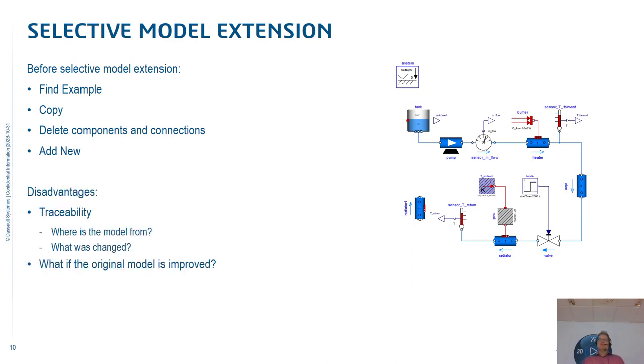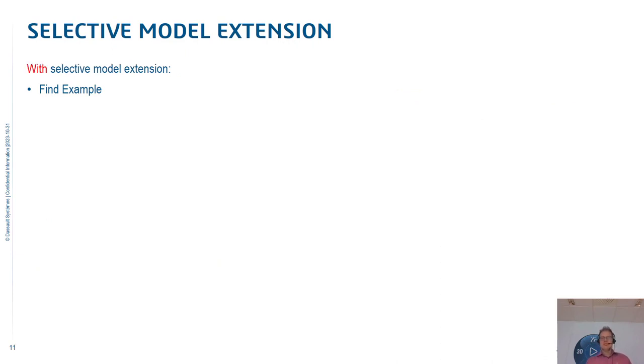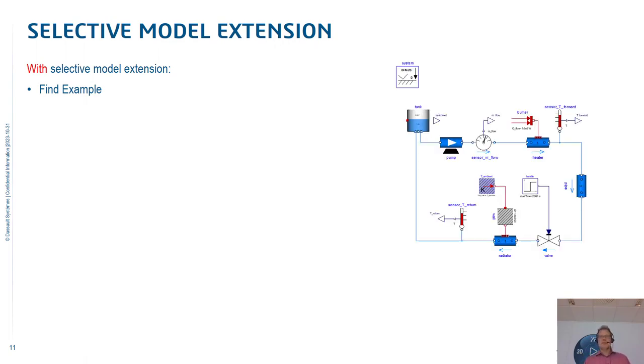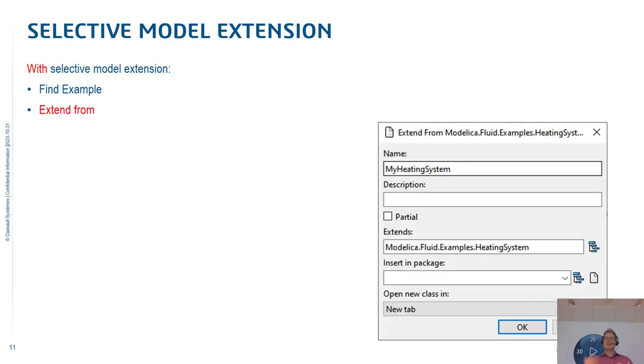The disadvantages with this normal working procedure is you lose all traceability. So you get a new model, you don't know where it was from, and you don't know what was changed, and if both of the models are changed, it's even harder, and that's even with version control and everything. And then if the original model was improved, the new model will not be improved. So that's the downside. So with selective model extension, you can start the same way, find an example of what you want to use, but then instead of copying it, you extend from it.